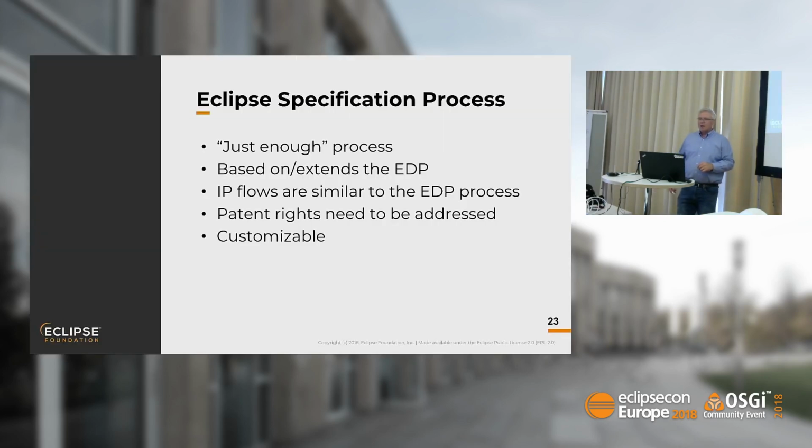So the spec process, I mentioned this before, is just enough process. It's based on EDP. The IP flows are similar to the rest of the way Eclipse works. But patents are a little bit special, because the way patents work in specs is different than the way patents work in open source licenses. And it's probably worth taking a moment to explain that.